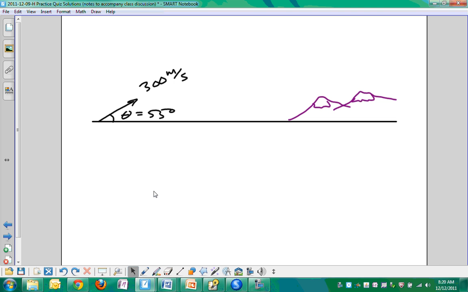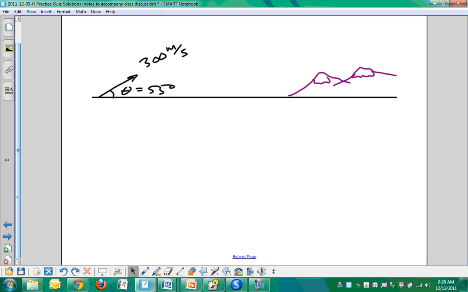So now we're only asked for the x and y position after a certain amount of time. We're given the time. Well, let's write down what we have. Let's do the chart like we talked about. So we're going to say 300 meters per second, and theta is equal to 55 degrees.